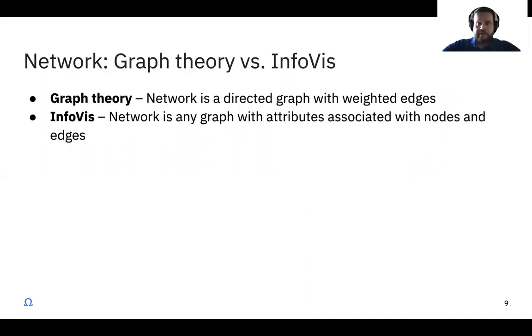Then we have the term network. This lecture is titled Graphs, Trees, and Networks. There's a bit of a term discrepancy between graph theory and InfoVis. In graph theory, a network is a directed graph with weighted edges, whereas in InfoVis, a network is any graph with attributes associated with nodes and edges. So with typed nodes, weighted edges, and other attributes associated with either nodes or edges. Basically, whenever you have attributes, you don't have the vanilla graph. It's considered a network. So it's a bit of a terminological shift. Be mindful of that.